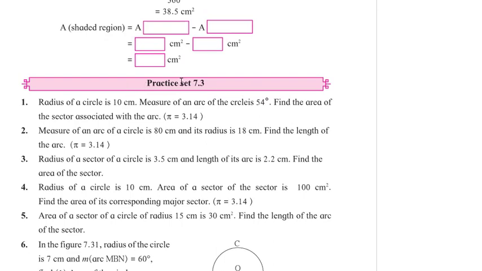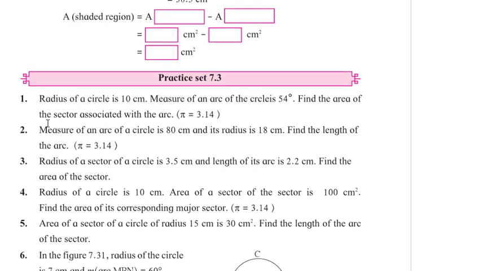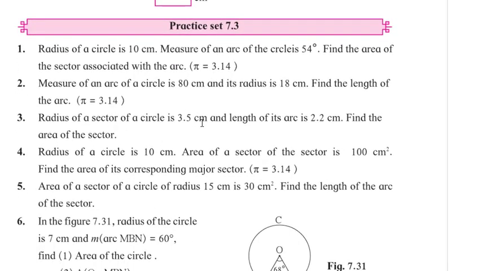Now let us discuss this practice set 7.3. The first question is radius of circle is 10 centimeter and measure of arc of circle is 54 degree. Find the area of sector associated with the arc. So radius is given and angle is given. So theta, we have the value of r. We can find area of sector. So area of associated sector will be theta upon 360 into pi r square. You can do this problem.